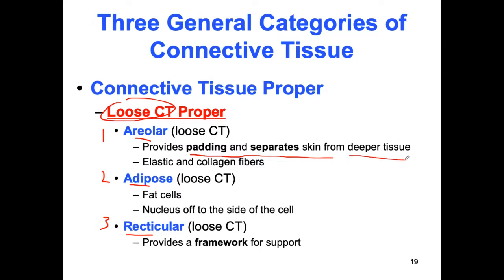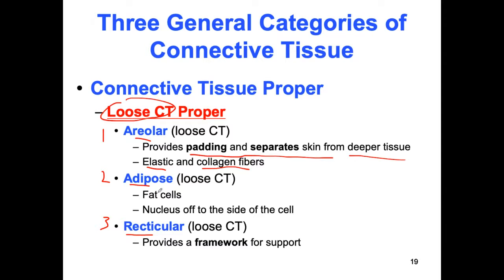So if you were to pinch your forearm and pinch the skin along your forearm, your skin's going to pull away from the muscle. You can't really pinch the muscle. That layer between the skin and the muscle is called the areolar layer. Okay, and it's made up of elastic and collagen fibers. These are protein fibers. The areolar layer is a good layer where a lot of injections are delivered, okay, because it's vascular.